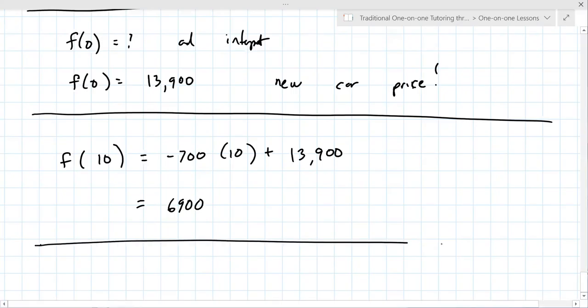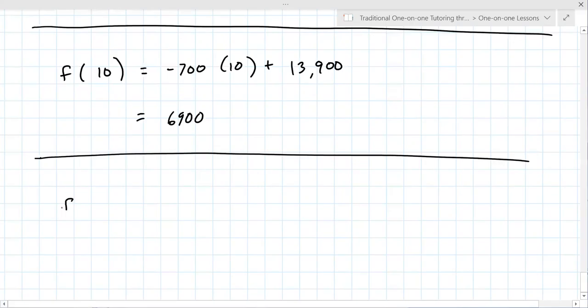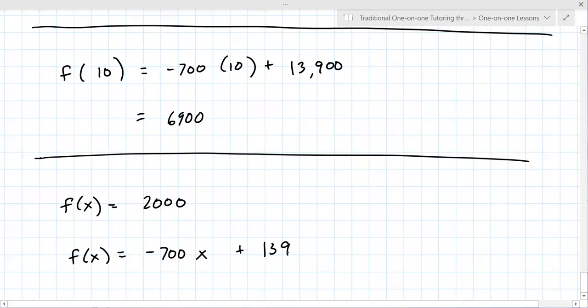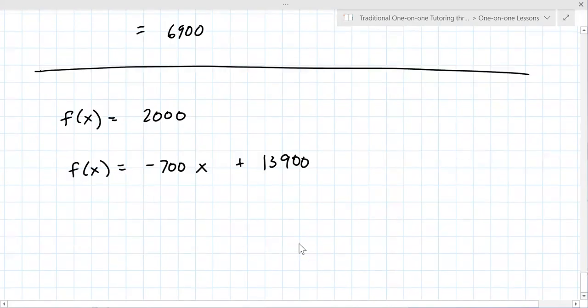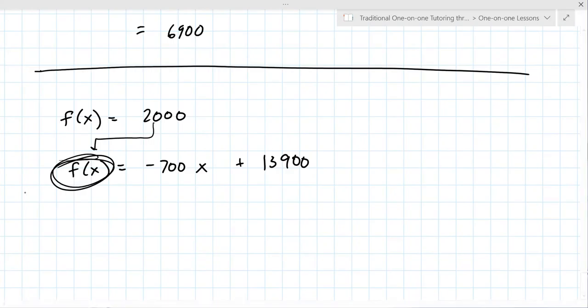Good. Okay. Now let's say f of x is equal to 2,000. You have to be very careful here, because this is where we had some issues in the last one. F of x, this number replaces this on the left. It's this whole thing. So then, this is for finding the what again? You're solving for x. Oh, just for x.